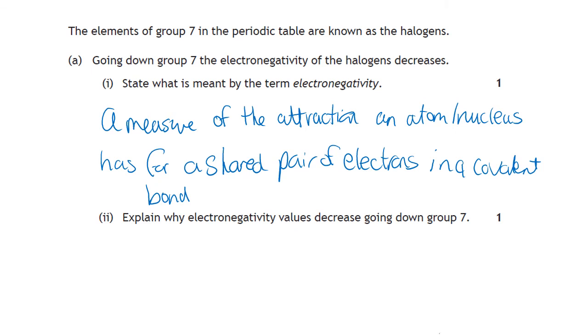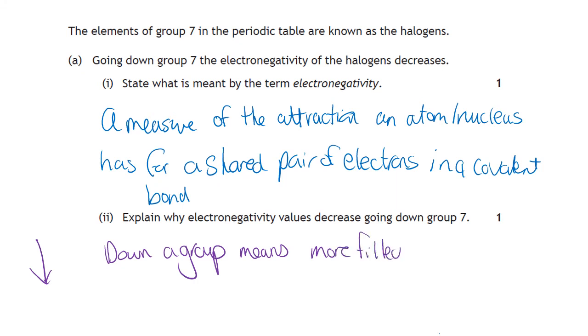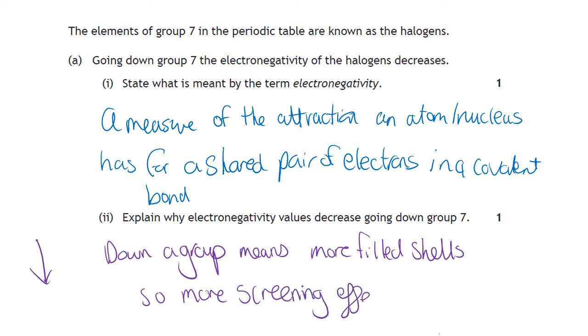Next question. Why do electronegativity values decrease going down a group? This is 1 mark. So down a group means we should think about shells. So down a group means more filled shells. So more shielding or screening effect. That's all you need to say. Everything going down a group is about shells and screening effect. Everything across a period is about protons and increased nuclear charge.